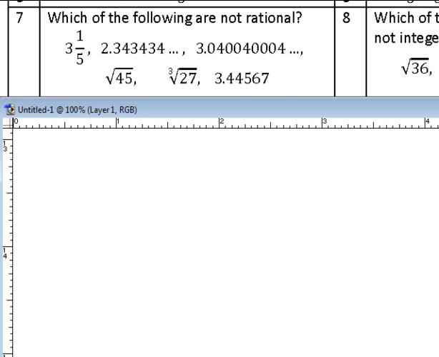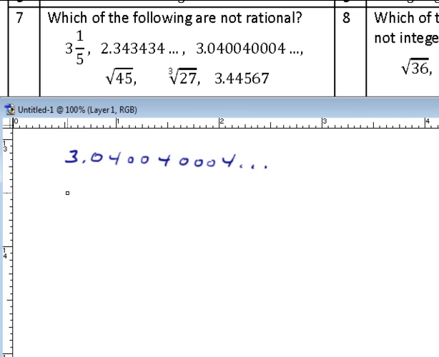All right, in the next number, we have a non-terminating decimal with a pattern that's not a repeating pattern. You see 0400400004, etc. is a pattern but not a repeating pattern, so that's not rational. So that's the first number that's not rational. That would be 3.04004. Okay, that one's not rational.